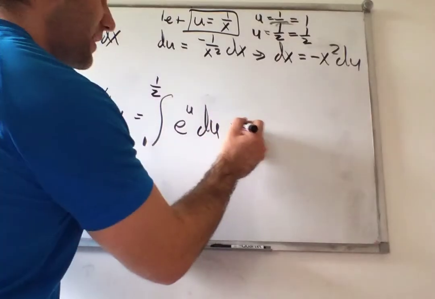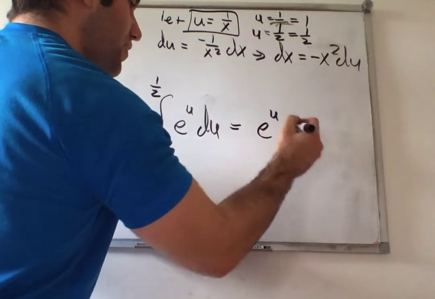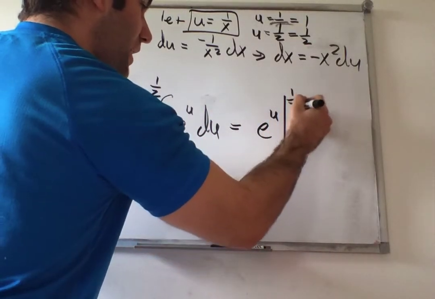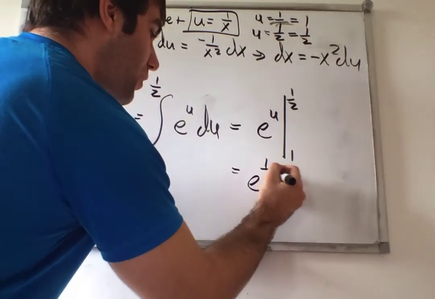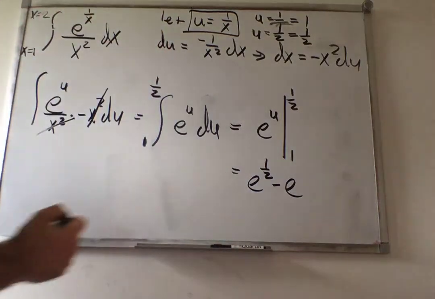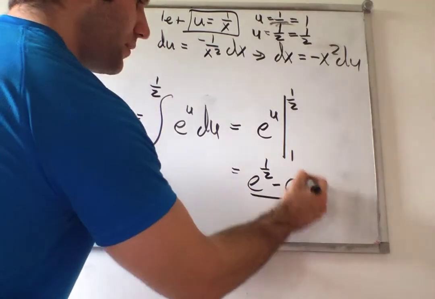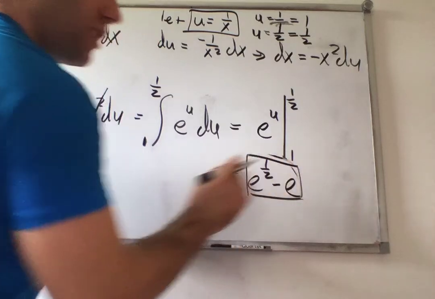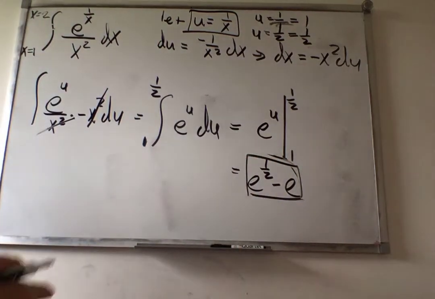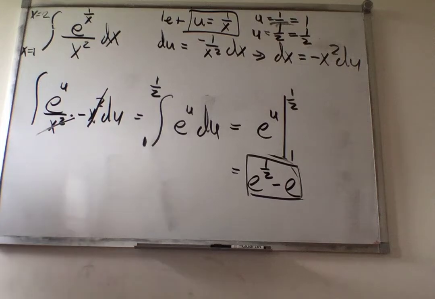So integrating this is very easy. e to the u evaluated from 1/2 to 1, which is e to the 1/2 minus e. That box. So there's our answer. That's our answer in the u variable.